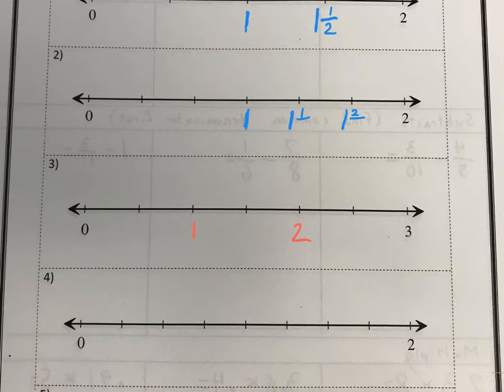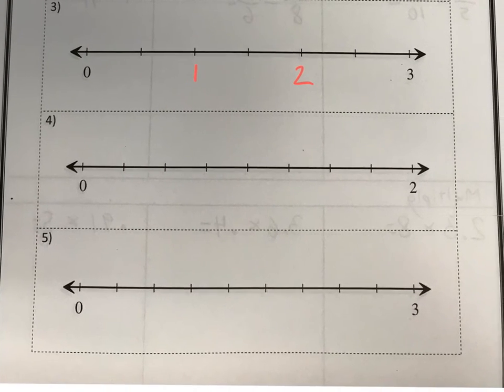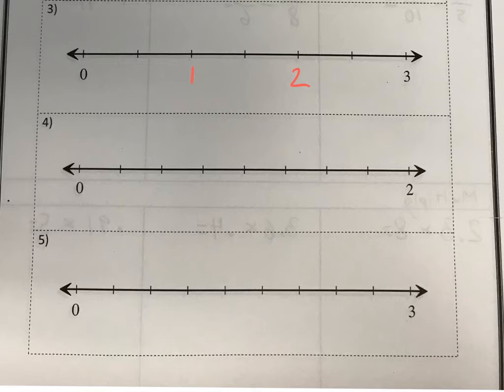Same ideas for 4 and 5. Again, this is 0 and 3. So just find out where would 1 be and where would 2 be along here. And then figure the numbers in between.